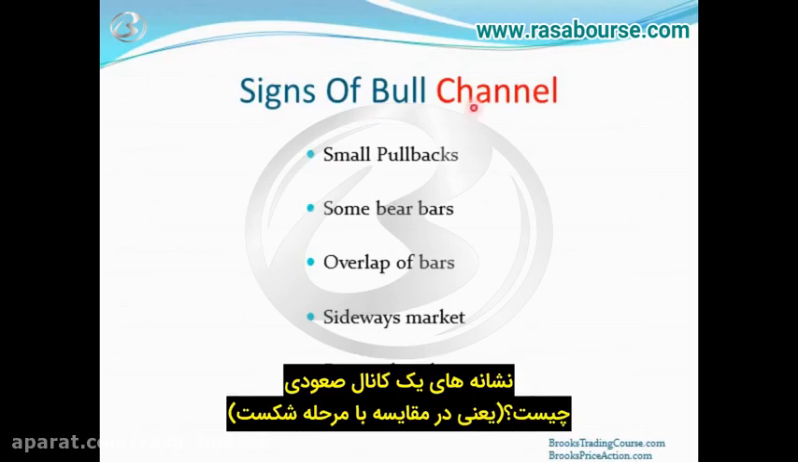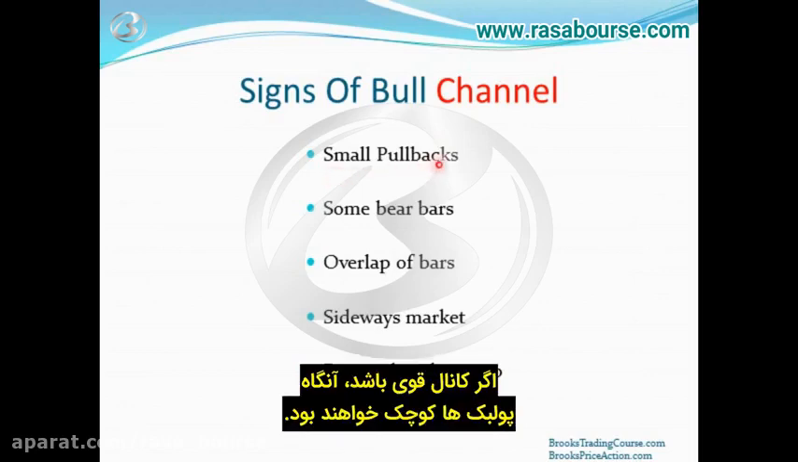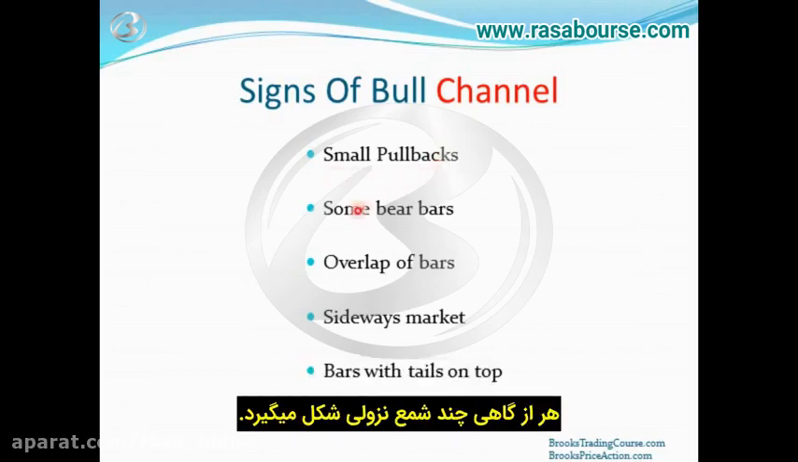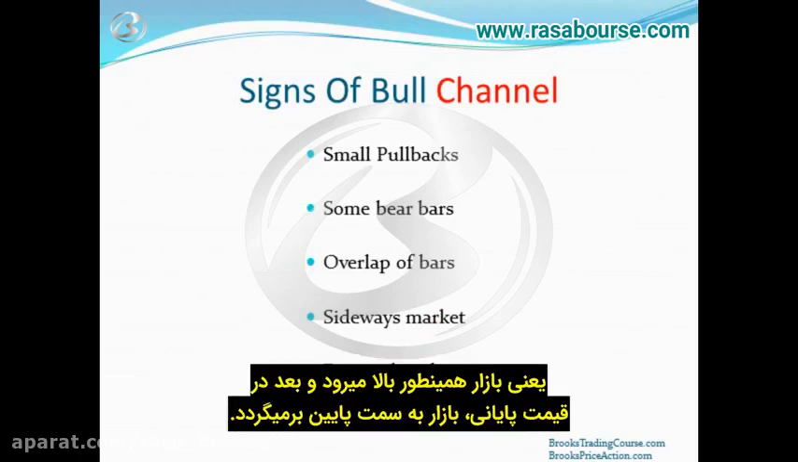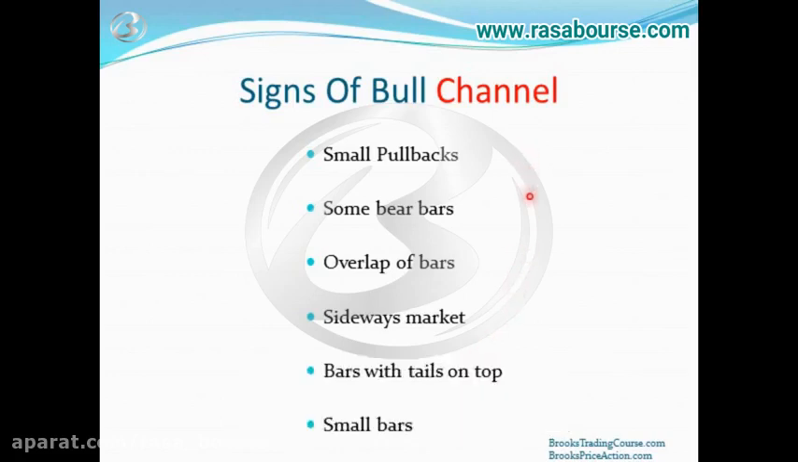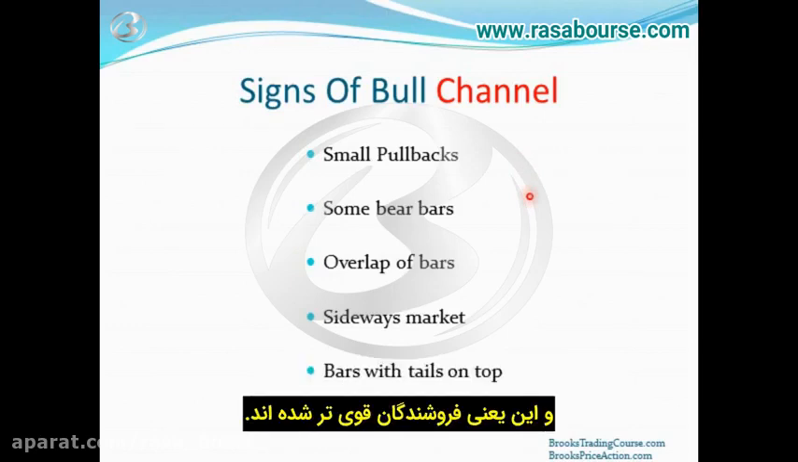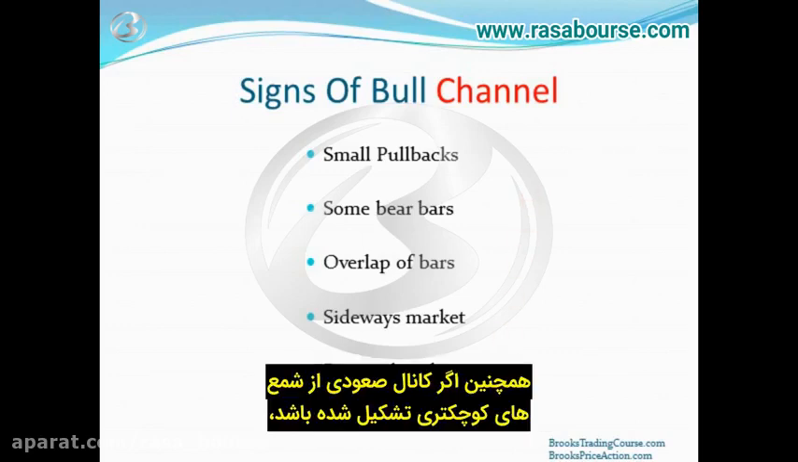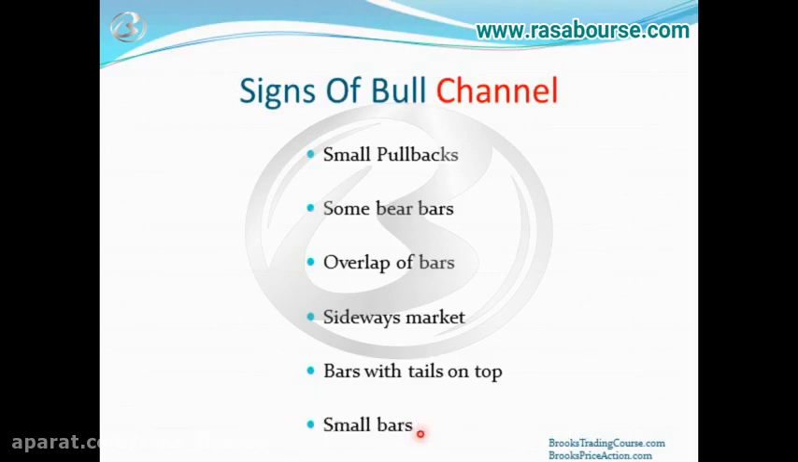And what are the signs of a bull channel? In contrast to a breakout, you have pullbacks. They might be small if the channel is strong. There might be an occasional bear bar, some overlap between adjacent bars, some areas of sideways trading, and a lot of the bars will start to develop tails on top of the bars. So the bar is going up and up and up, and then into the close of the bar, it sells off. So that means the bulls did not control the bar into the close, and that the bears are getting stronger. Also, if the bull channel is made of smaller bars, that's a sign that the bull is not as strong.